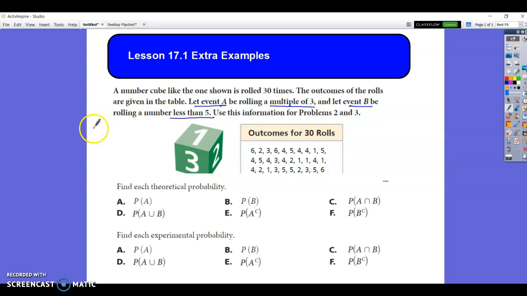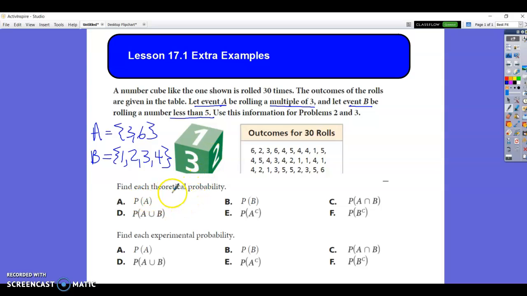So let's think about event A first. Event A is going to have the set of all numbers. So you got 1, 2, 3 showing, but this is a 6-sided die. You can see the numbers 1 through 6 here when they rolled it 30 times. So multiples of 3 would be both 3 and 6 are multiples of 3. So if we're looking for event B, we're going to have all numbers less than 5. So 1, 2, 3, and 4 are all less than 5.